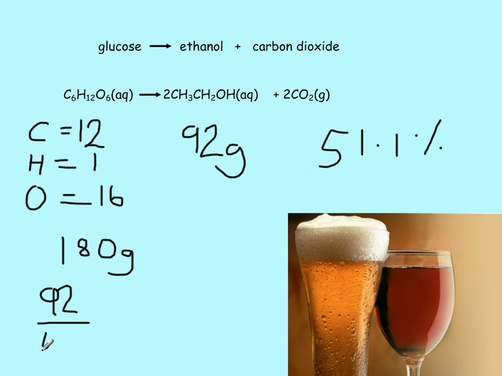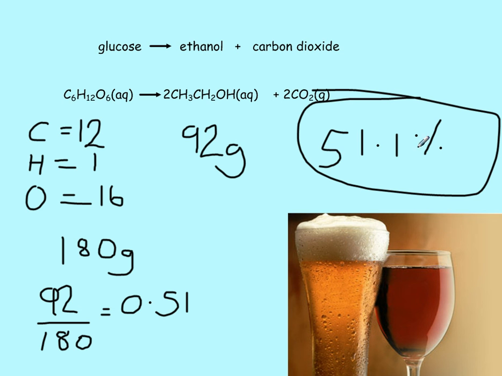So what we did there was 92 out of 180 equals 0.51, and then we just times that by 100. That is the atom economy here. There's the answer. That is the atom economy of this particular reaction.